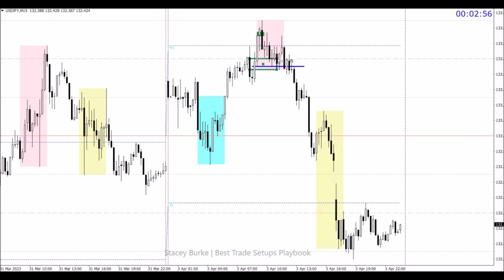When this market breaks down in the London session and closes below that breakout candle, this breakout has now failed. This market could break out, pull back, and continue long, but it hasn't. It's broken down, consolidated, and continues to break down. This breakout has now failed.